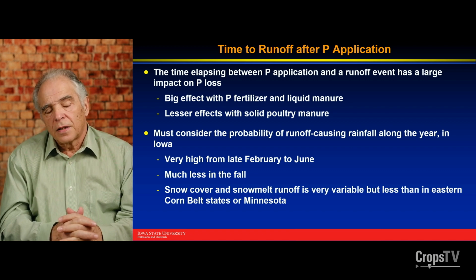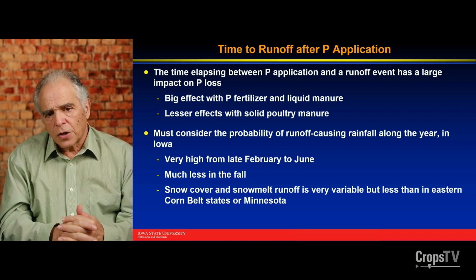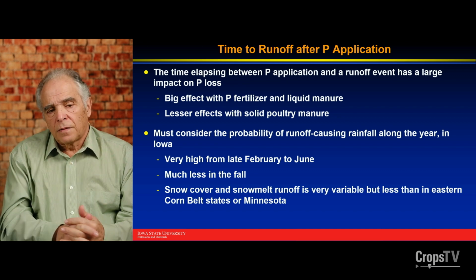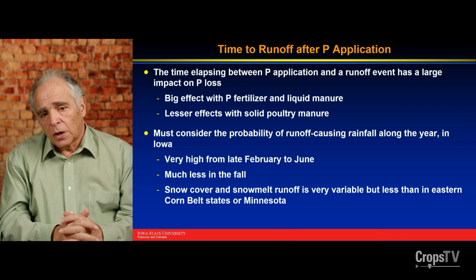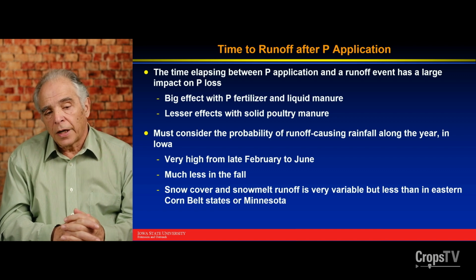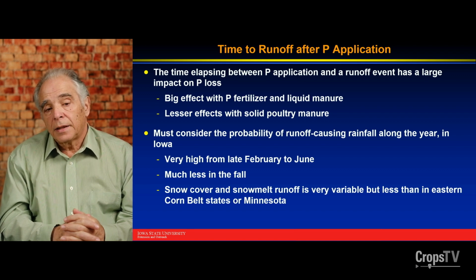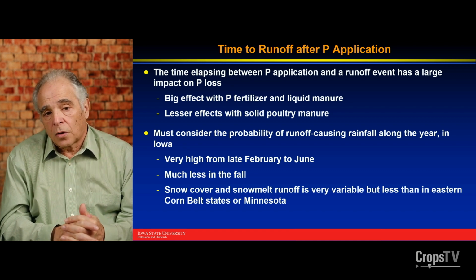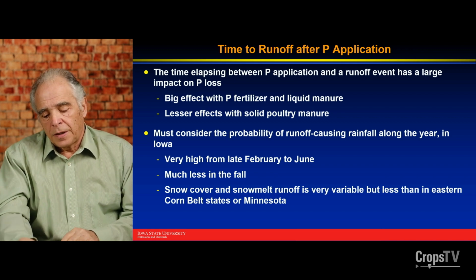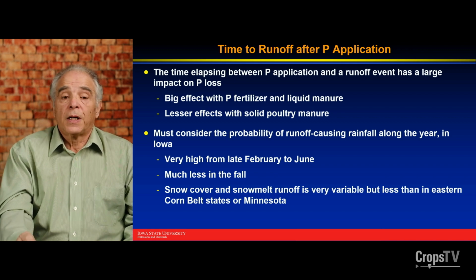I say this because there is lots of research showing the impact of snow melt runoff from Minnesota, Wisconsin, Ohio, Ontario. But you need to remember that in those states there is much more snow than in Iowa, and often they have a really thick cover. So when there is snow melt in the spring, usually the effects could be potentially much higher than in Iowa.